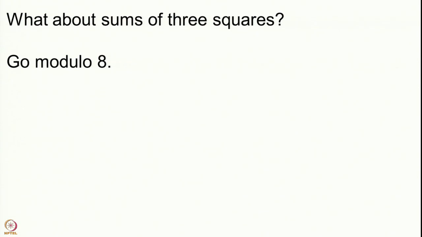Something which is congruent to 3 mod 4 can be a sum of 3 squares. You may have 1 square plus 1 square plus 1 square. 3 odd numbers, their squares are congruent to 3 mod 4 when summed up. So, going modulo 4 is not enough. We go modulo 8. It is useful to go modulo 8 when we are looking at sums of 3 squares.